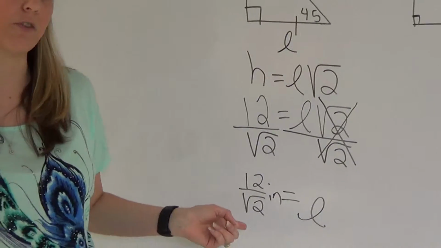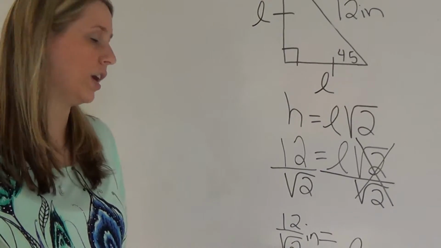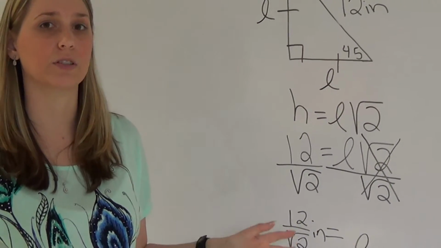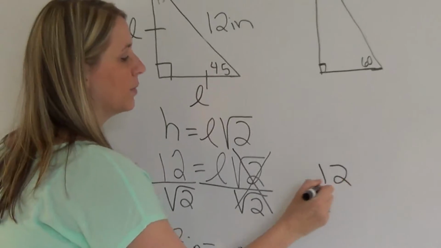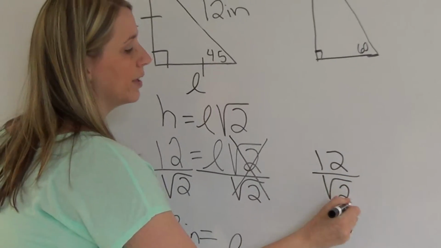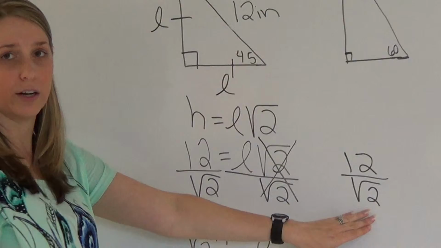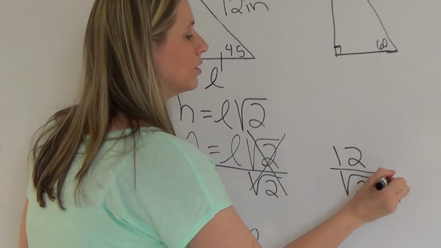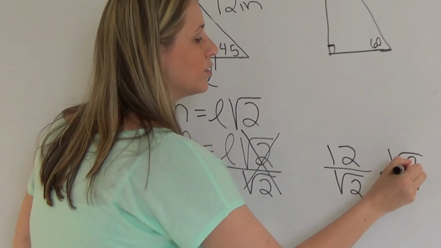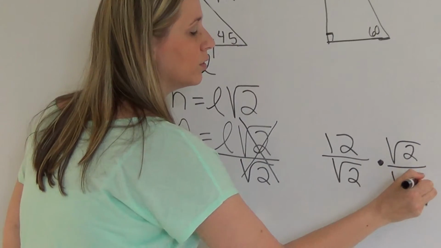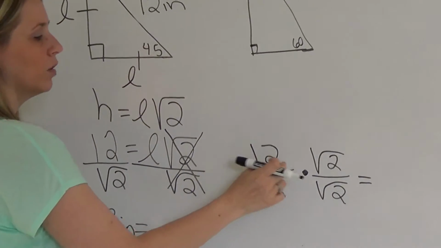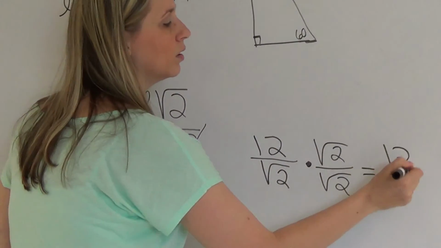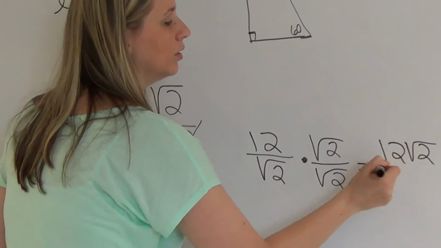But I can't leave it like that. Remember earlier we said we can't have radicals in the denominator, so we have to rationalize that. So I go over here. Here's my answer, 12 divided by the square root of 2. My denominator is the square root of 2. So I do times the square root of 2 over the square root of 2 is equal to, do your multiplication, 12 times the square root of 2.